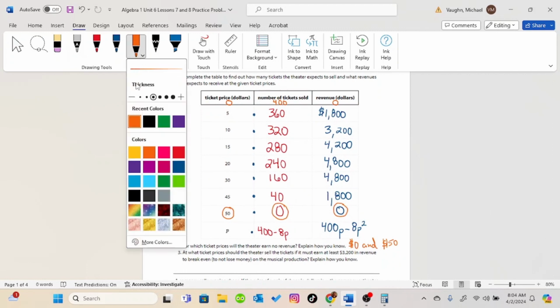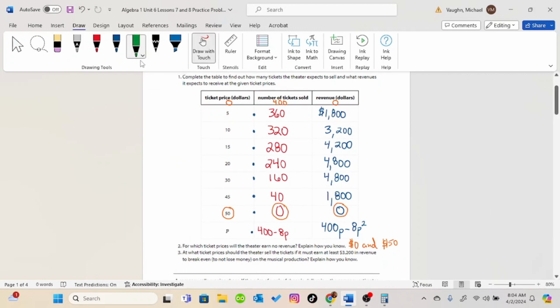And then number 3, at what ticket prices should the theater sell the tickets if it must earn at least $3,200 in revenue to break even, to not lose money on the musical production? Explain how you know. So first, we see the $3,200 right here when ticket prices were $10 and they sold 320.